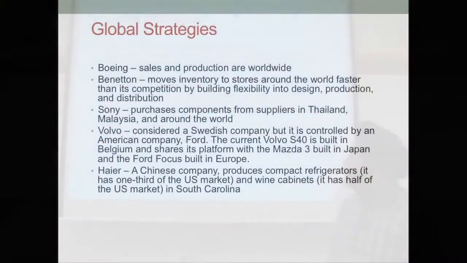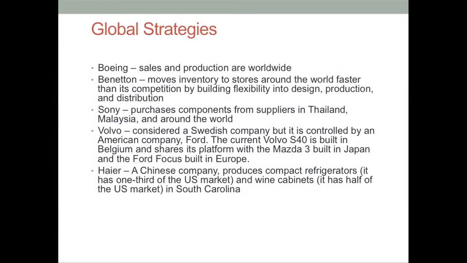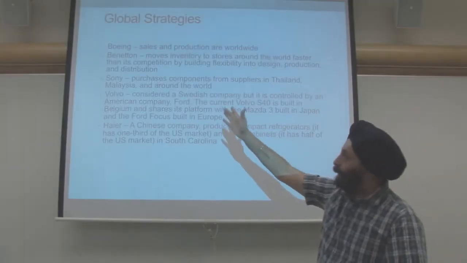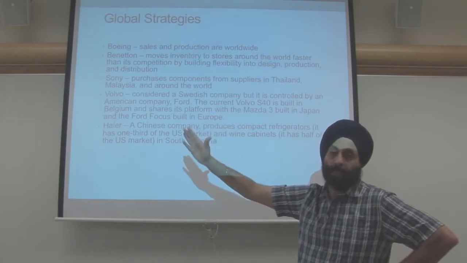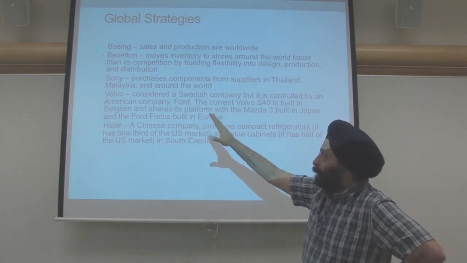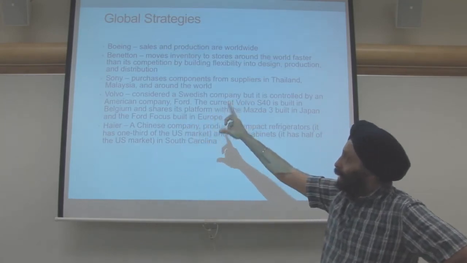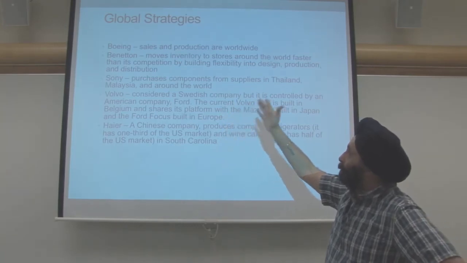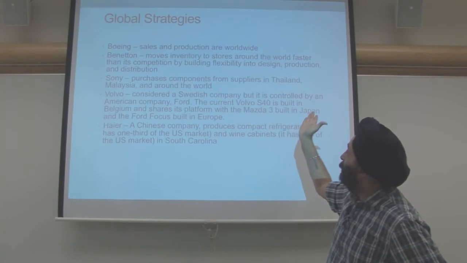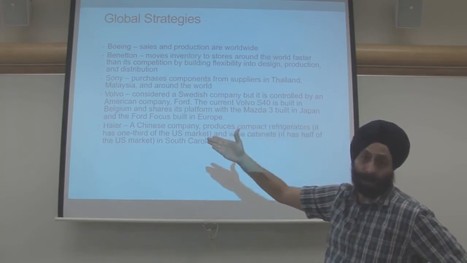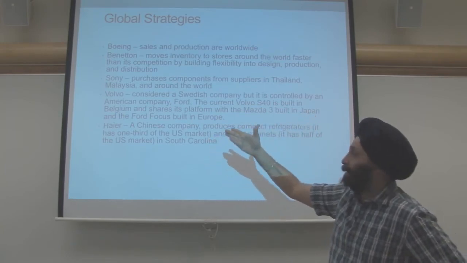Global strategies: you can see there are some examples of various companies that are doing things. In terms of Boeing, sales and production are worldwide. It doesn't just sell in the US, it sells all over the world. United Colors of Benetton moves inventory from store to store around the world faster than its competition by building flexibility into design, production, and distribution. So again, that's where their competency is.